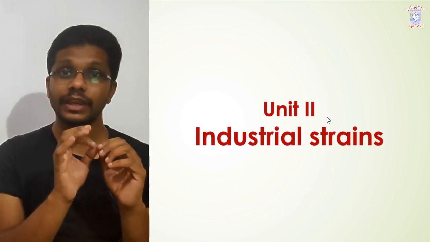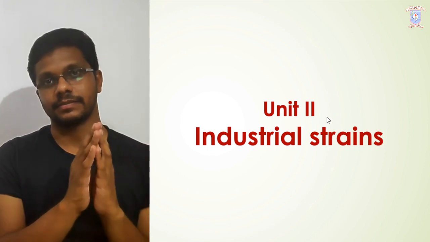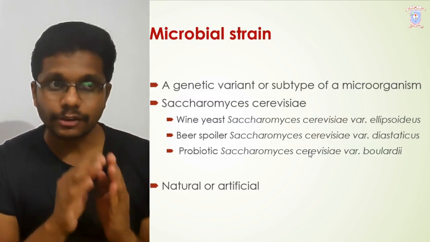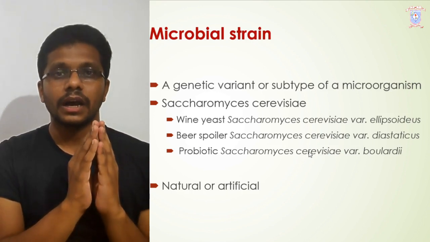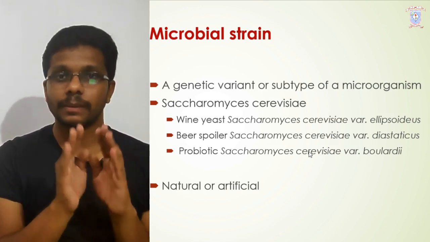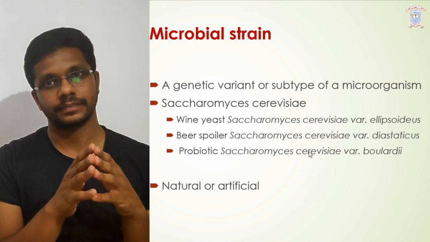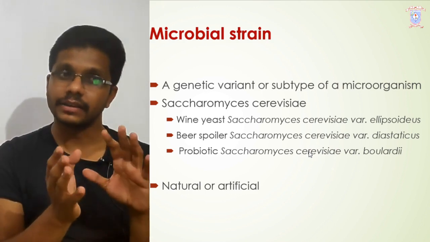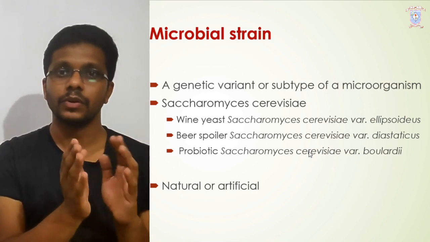So in this unit, we are going to talk about industrial strains. Microbial strains are the genetic variants or subtypes of a microorganism. Within a species, they classify it as a subtype or a variant.